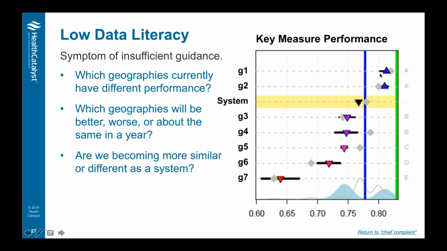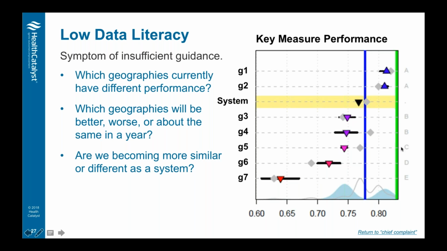The next thing that you might notice is that the colors are a little different as we look at the different geographies. And if you're colorblind, there's some letters off to the side that are in gray that are telling you how these geographies cluster together. So even though geography 1 is numerically the best geography in the system, it turns out that it's statistically tied with geography 2. However, geography 3 is meaningfully worse as a performer than either 1 or 2, and is tied with geography number 4.